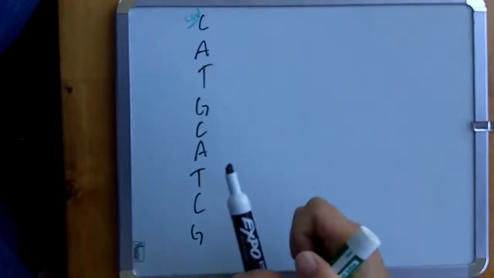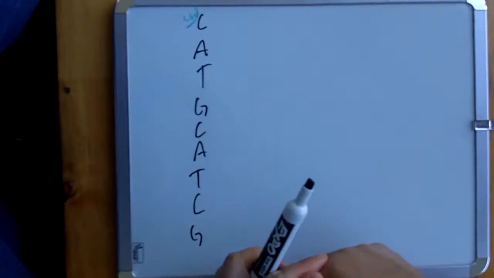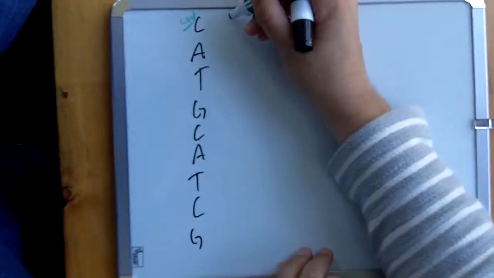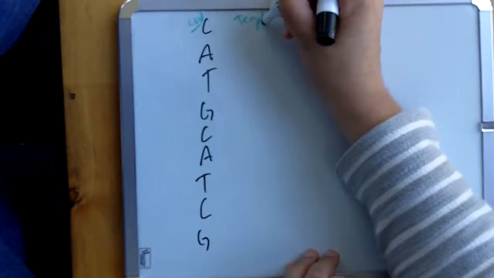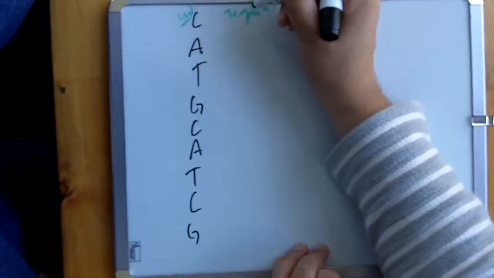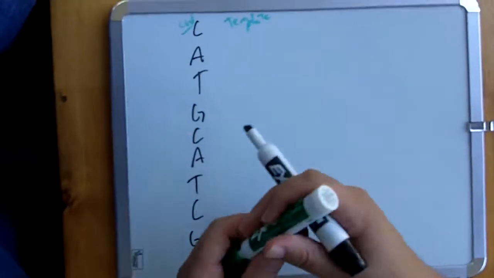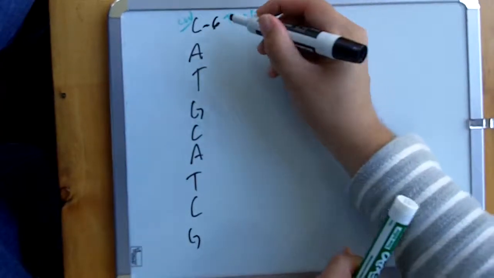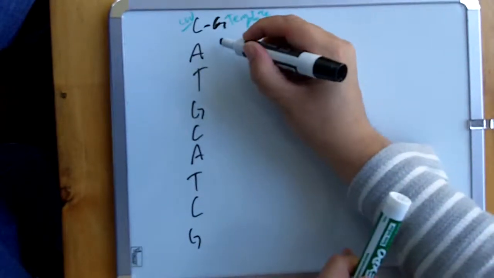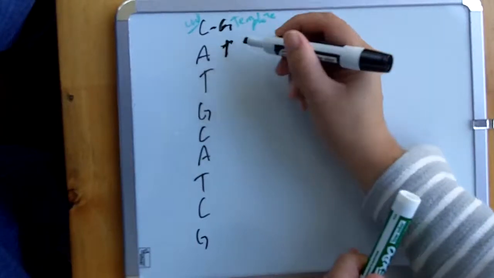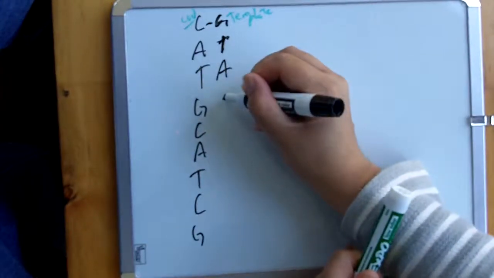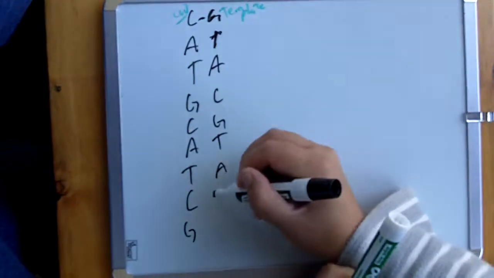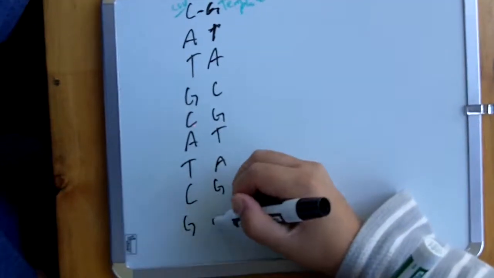And then we have to have what we call a complementary strand to this. The complementary strand we're going to produce is called the template strand. Okay? We'll explain what the template strand and coding strand mean in a few minutes. We first just have to write it down. So we know C binds with G, A binds with T, T binds with A, G with C, C with G, A with T, T with A, C with G, G with C.